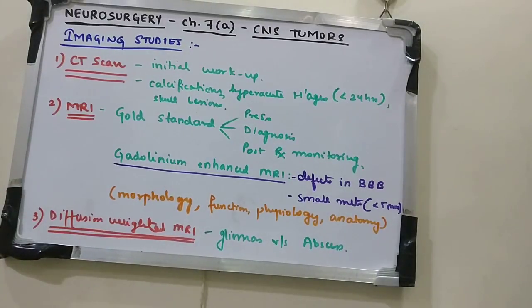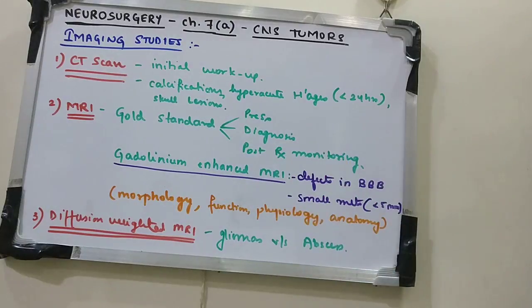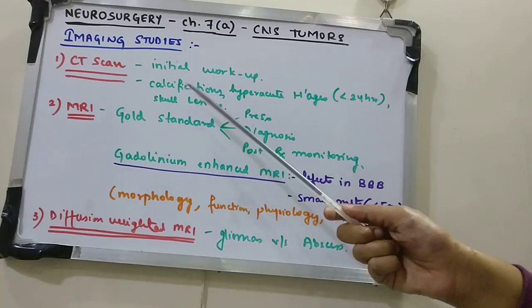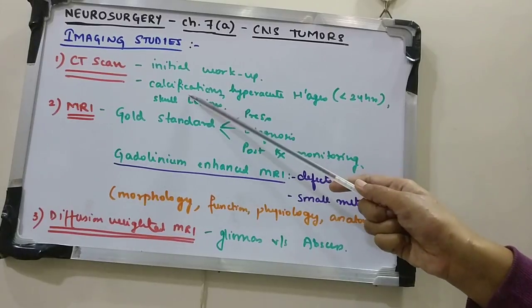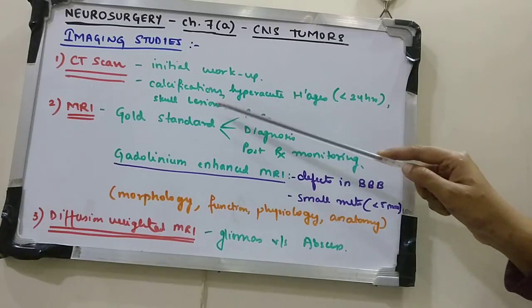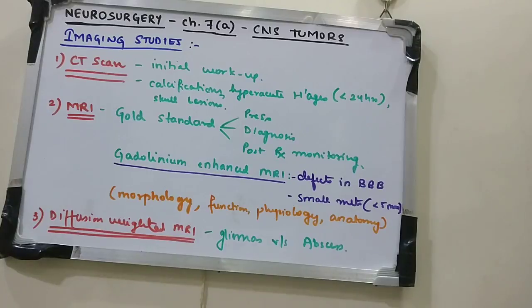The initial workup generally involves a CT scan of the brain. The CT scan is the initial workup. It provides a rapid means of evaluating changes in brain density, such as if there is any calcification, if there is a hyperacute hemorrhage that is less than 24 hours old, or if there are skull lesions. So a CT scan can help us to detect it.